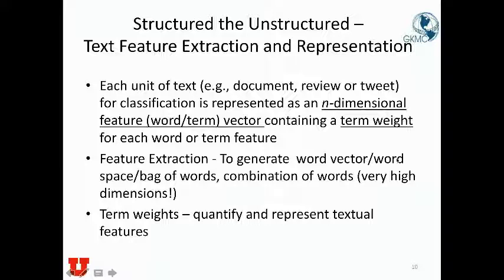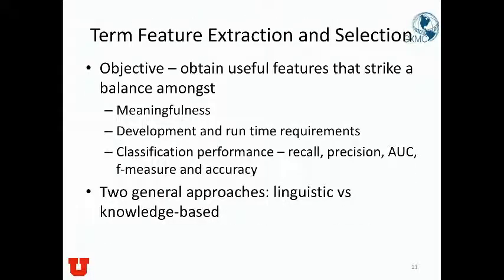Word vectors, word space, sometimes just combinations of words are the output of feature extraction. And term weights, as I mentioned, are numerical, and we will just keep it quantitative, using numerical values to represent the meaning, to make use of the textual features in building a classification model and testing a classification model.